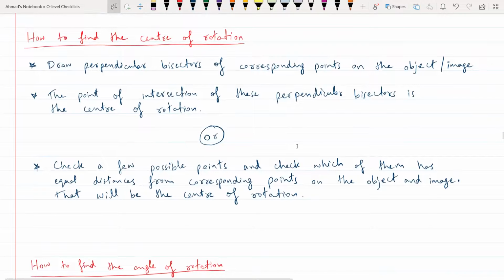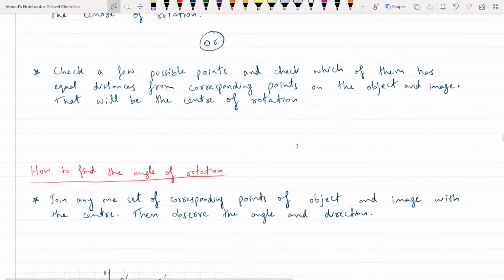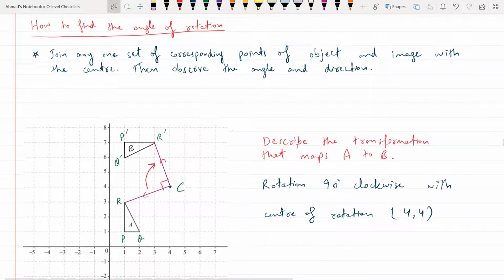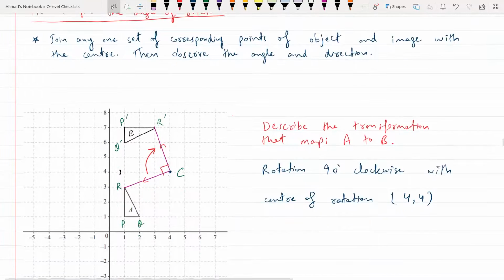The intersection point of the perpendicular bisectors gives the center, and then to find the angle of rotation, what can you do? Join any set of corresponding points, R dash, P dash, Q dash, any of them, with the center, and see what angle is being formed, and whether it is anti-clockwise or clockwise.